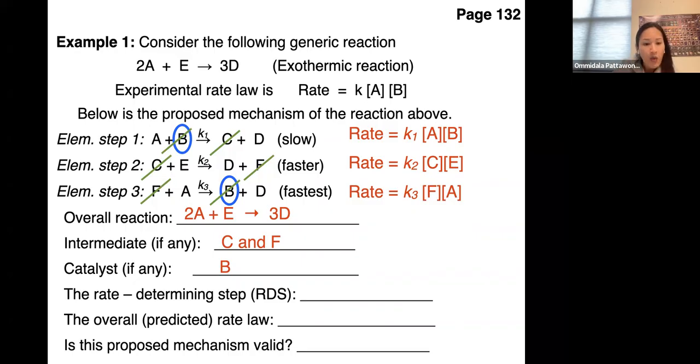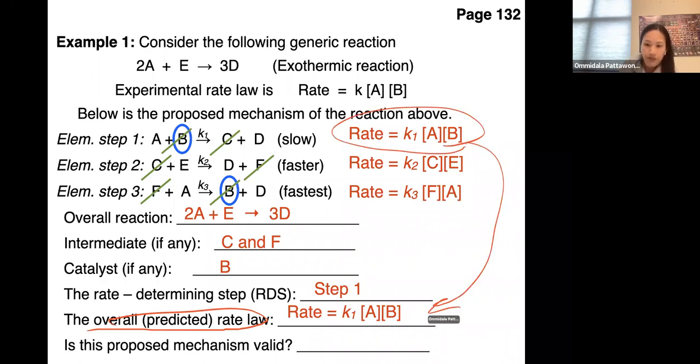Now which step is the rate determining step? It is going to be the slowest step, so it is going to be step 1. Because step 1 is the slowest step, step 1 is going to determine the rate law. So the predicted rate law, or the rate law for this mechanism, is going to come from step 1. It is going to come from this step right here.